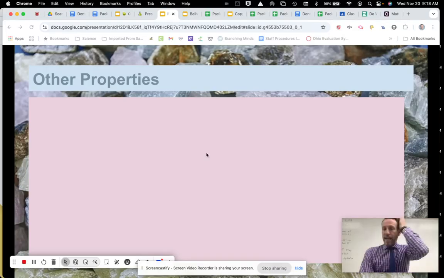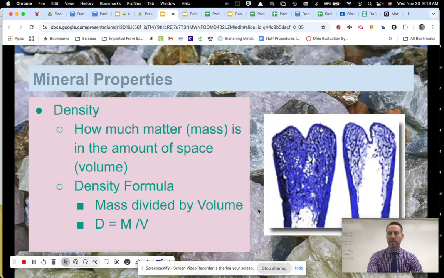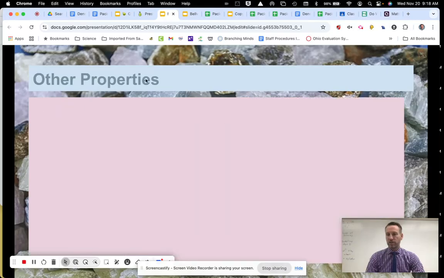Notice we have a brand new heading up here. If we go back to the last slide, your heading was mineral properties with density. We now have a new heading of other properties. So that's the first time in a couple of days. Usually subheadings are non-bullets, right? There's usually not a bullet point. We're talking about usually moving them all the way over to the left, getting them over to the margin on the left.